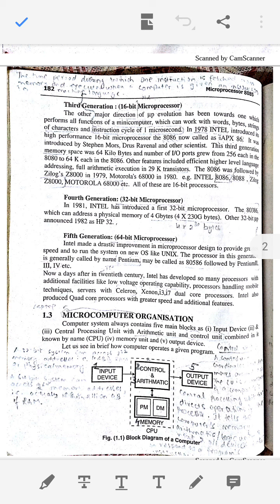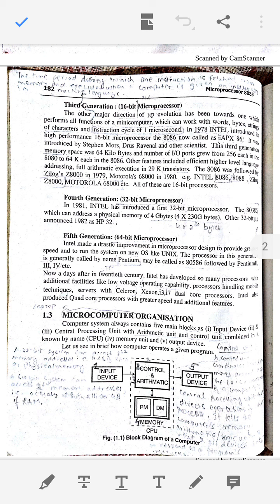In 1978, Intel introduced its high performance 16-bit microprocessor. As I had told you, in this generation we are going to talk about the year 1978. Intel introduced the 16-bit microprocessor 8086. Now it is called iAPX86. Then 8086 was followed by Zilog Z8000 in 1979, Motorola 68000 in 1980.